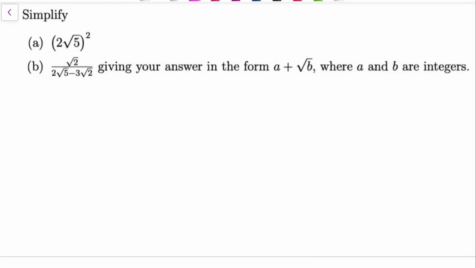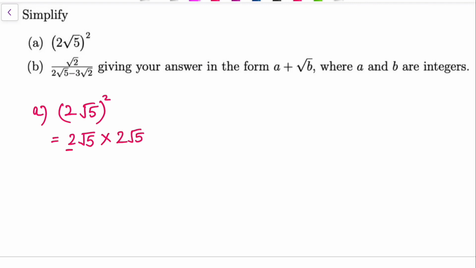Hi guys, so let's simplify these two questions today. The first question is (2√5)². Right, so what we have to do is we will do 2√5 times 2√5 because it is a square.